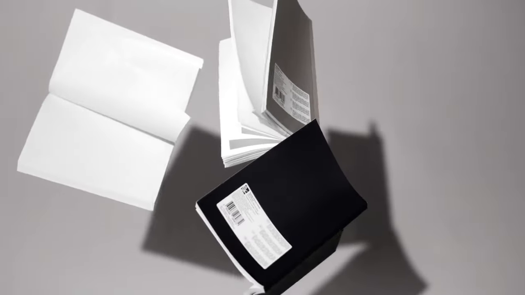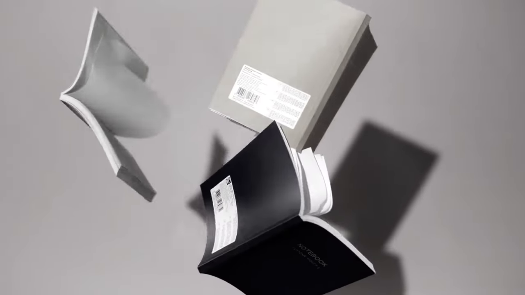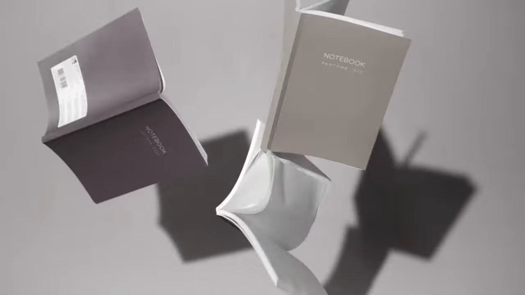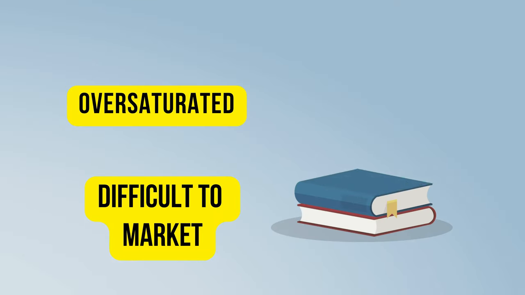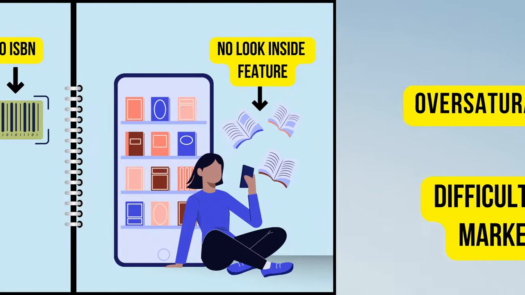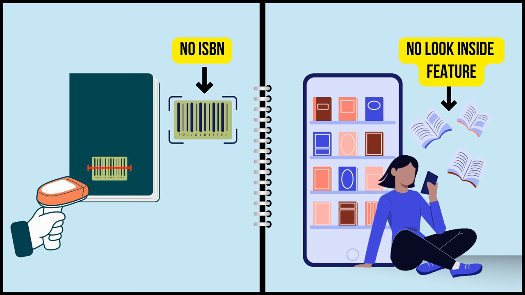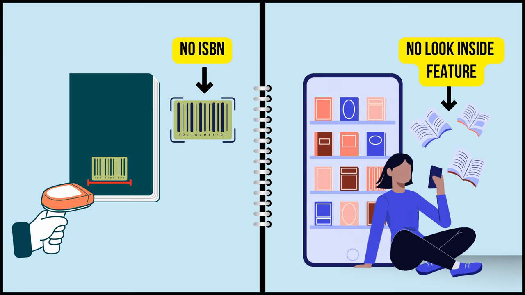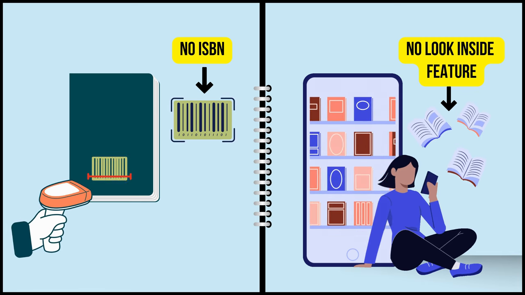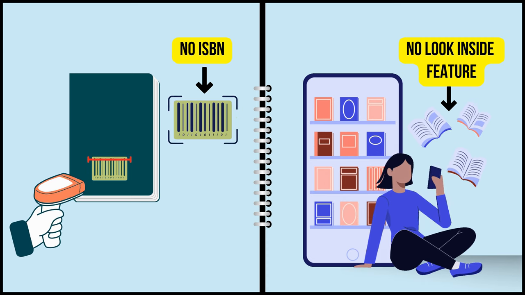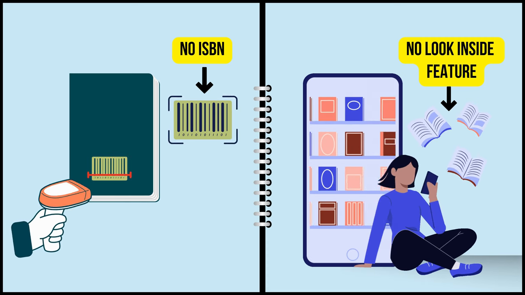Selling low content books like journals and planners is very popular. However, there are increasing challenges selling this type of book because of their popularity. One challenge is that they are becoming oversaturated and difficult to market. The second challenge is that Amazon does not provide ISBNs for them anymore, thereby limiting their distribution reach, as well as the look inside feature that helps increase conversion rate.